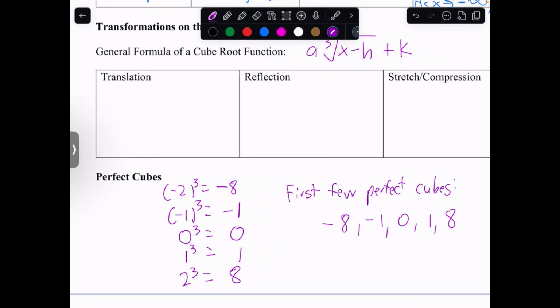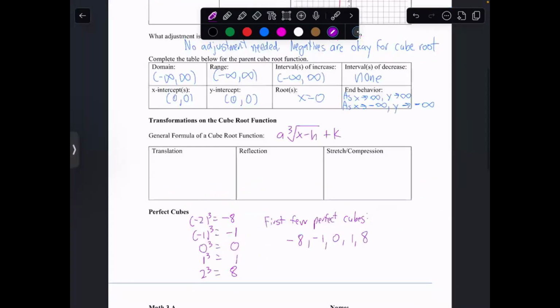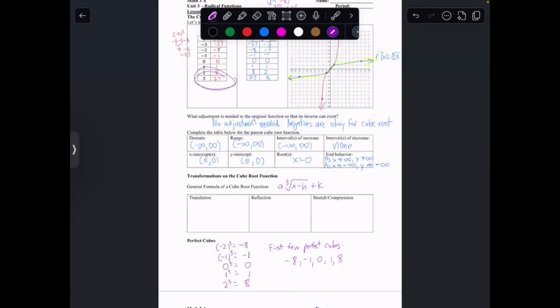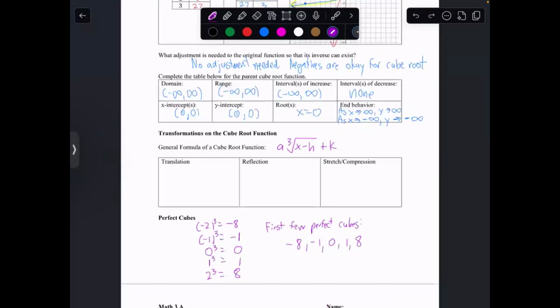These are just possibilities, but it'll most often be these because the next one after 8 is 27, which will normally not fit on our graph.